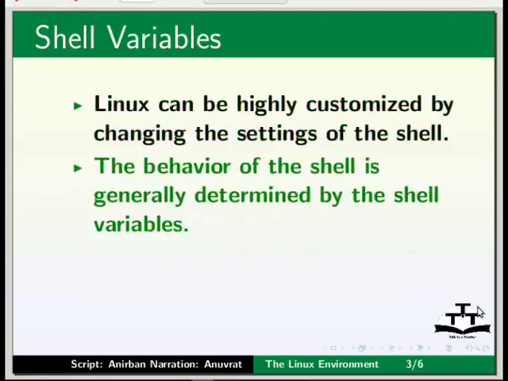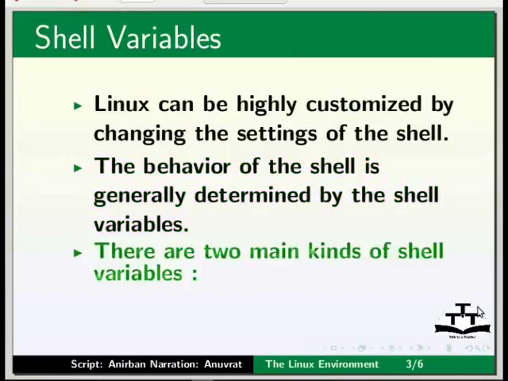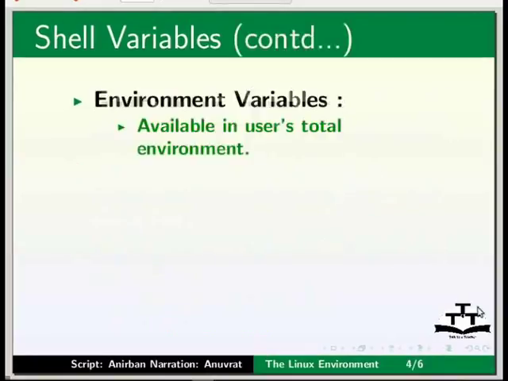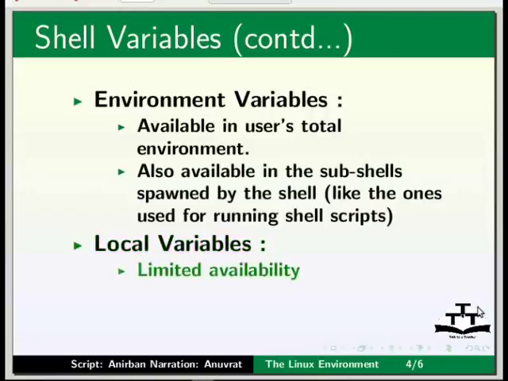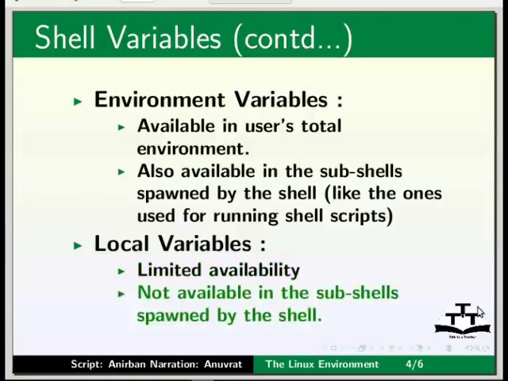The behavior of the shell is generally determined by the shell variables. There are mainly two kinds of shell variables: environment variables and local variables. Environment variables, named so because they are available entirely in the user's total environment. These are also available in the subshells spawned by the shell, like the ones for running shell scripts. Local variables, which as the name suggests have a more restricted or limited availability. These are not available in the subshells spawned by the shell. While in this tutorial we will mainly talk about environment variables, let us first see how the value of these shell variables can be seen.